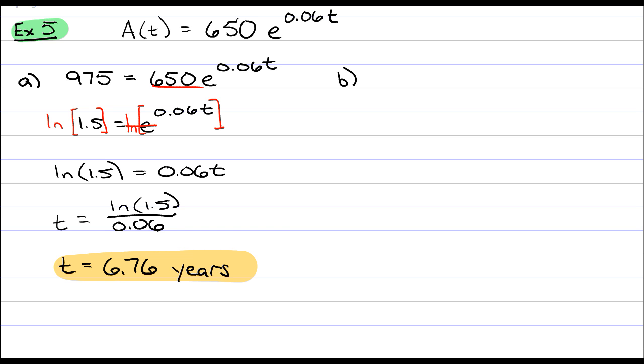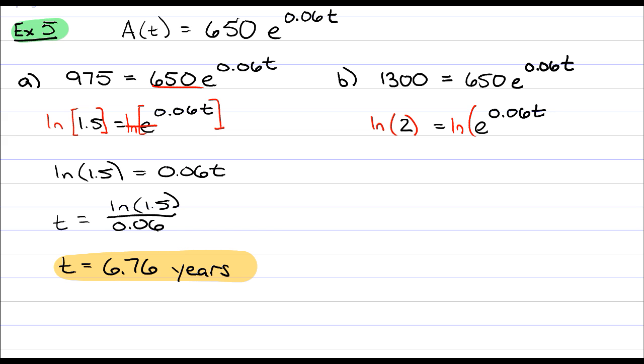Okay, part B, we want to know how long it would take for the account to grow to $1,300. So 1,300 equals 650 e to the 0.06t. Well, this problem works out very similar to the previous one. I divide both sides by 650, and that gives me 2 equals e to the 0.06t. Then I take a natural log of both sides. On the right-hand side, the natural log and the e simply cancel. So that gives me the ln of 2 equals 0.06t.